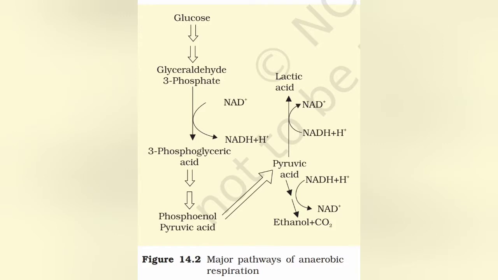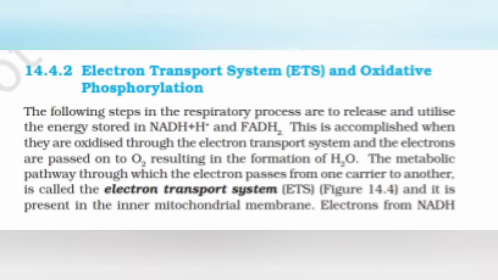Let us see how fermentation takes place. Glucose is converted to glyceraldehyde phosphate, phosphoglyceric acid and pyruvic acid, then pyruvic acid changes to either lactic acid or ethanol. In both cases, CO2 is removed and NADH is oxidized to NAD+. Very little energy is released during this conversion, and due to incomplete oxidation, the energy released is not sufficient.